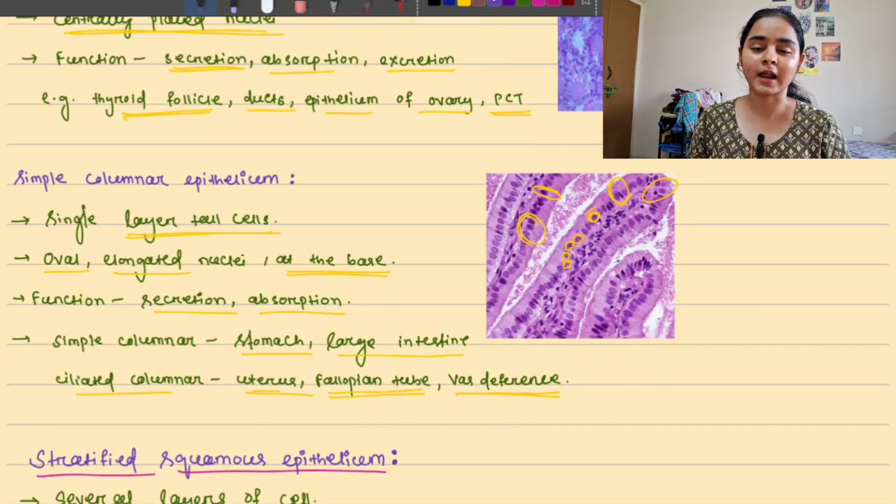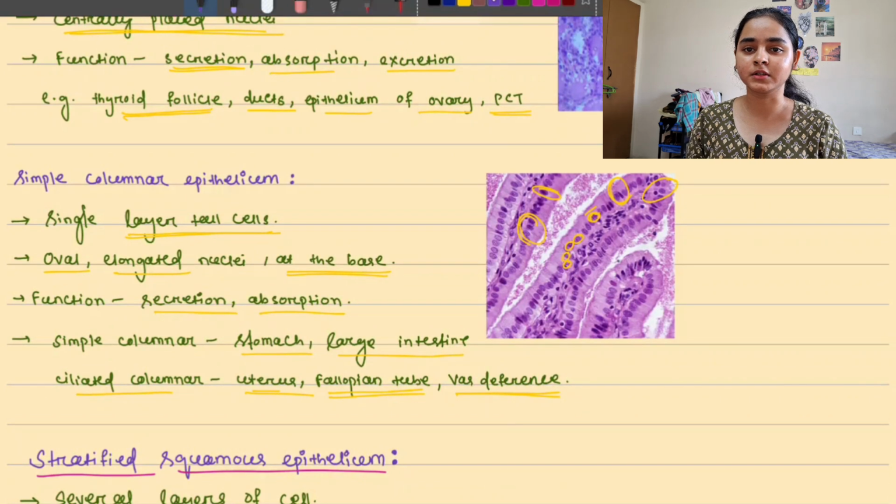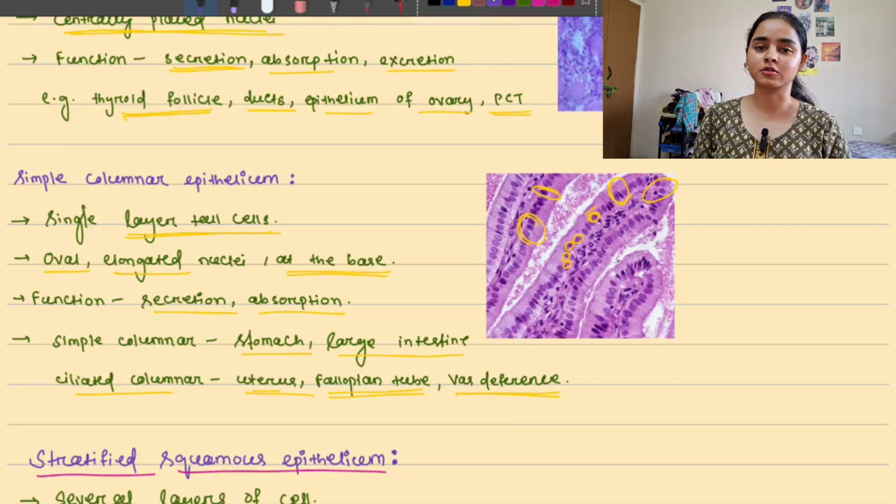Also, I missed the gland part here. I will put it in the next part of this histology chapter. So these are all the basic things that you need to know about histology to identify the slides easily.